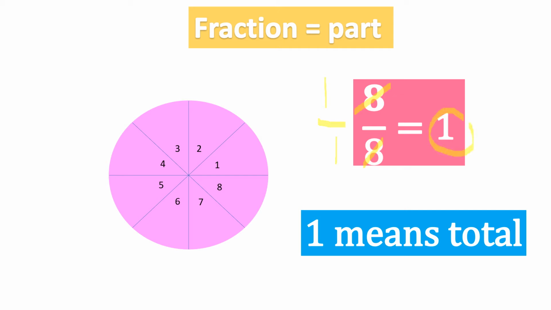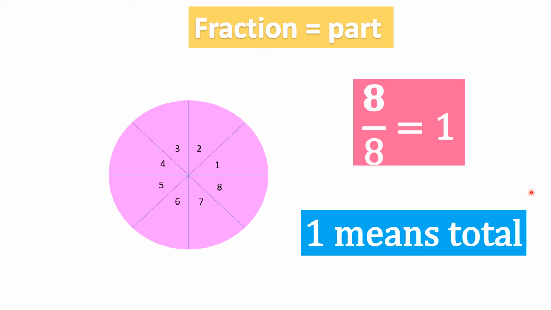It is 1, right? So that means in a fraction, when we write the number 1, what does it mean? It means total. Okay, so 1 means total in a fraction. So 8 out of 8 becomes 1, and 1 means what? 1 means total in a fraction.